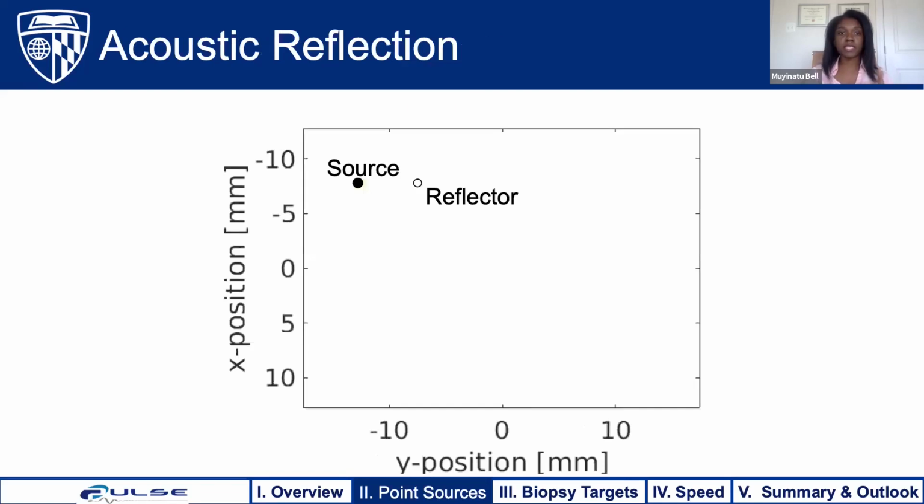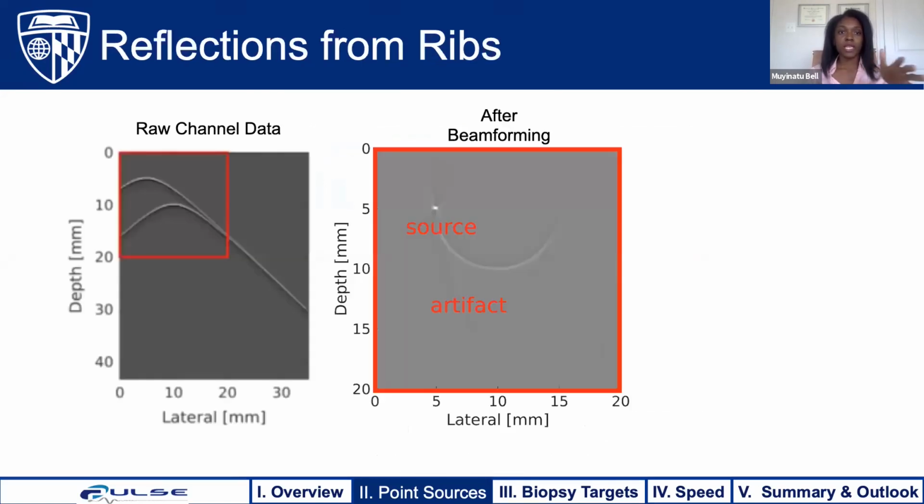And here is a perfect example showing what would happen when we have one source that could be representative of our needle tip and a reflector that could be representative of something that has a different acoustic impedance such as bone. So when the wavefront from the source propagates outward spherically and then encounters that reflector, notice how a second wavefront is produced. And when we record the channel data, we get the image that you see on the left. And then when we beamform the signals in the red box, we get the image that you see on the right.